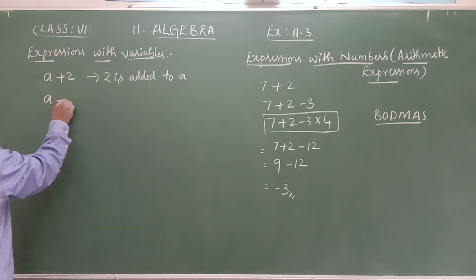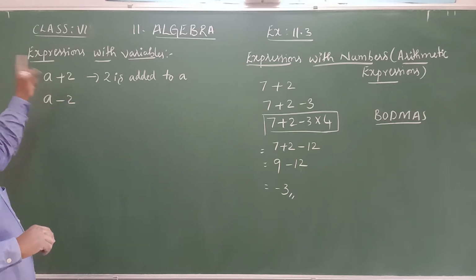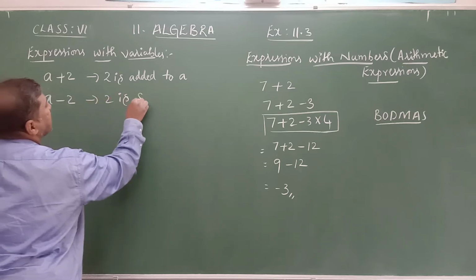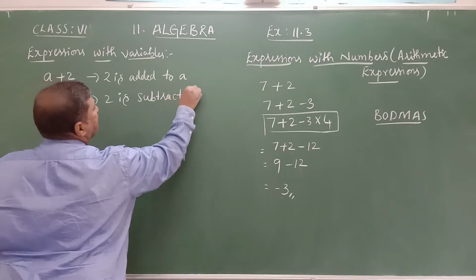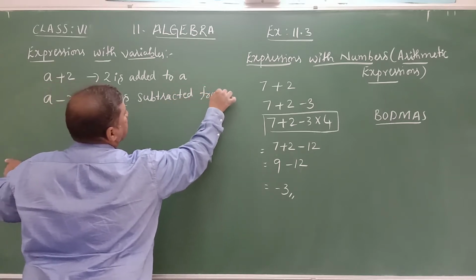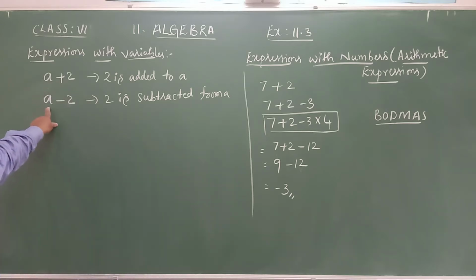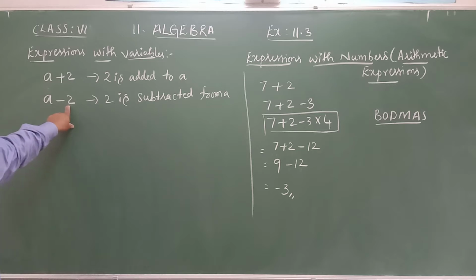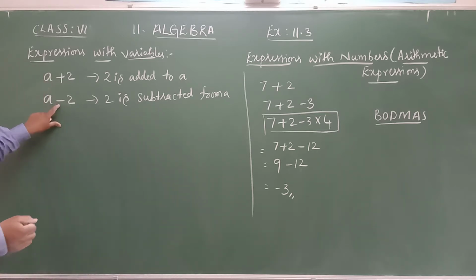Similarly, A minus 2 means 2 is subtracted from A. Here A is a variable, 2 is a number, and the arithmetic operation is the minus sign, that is subtraction.